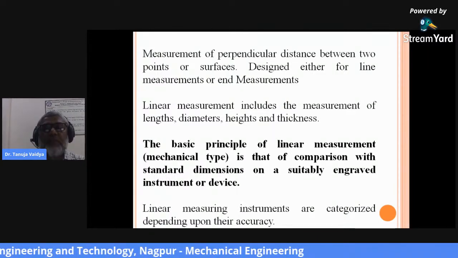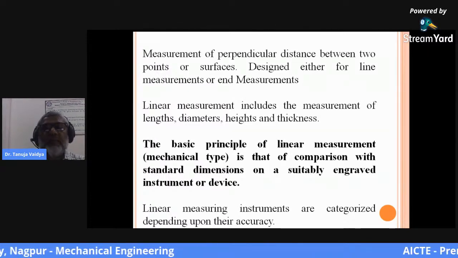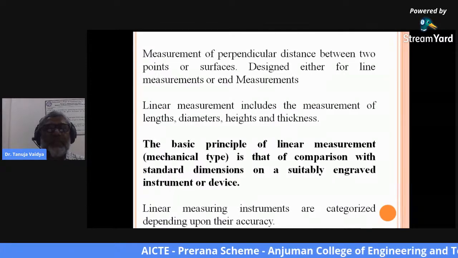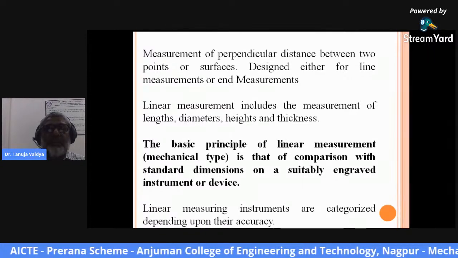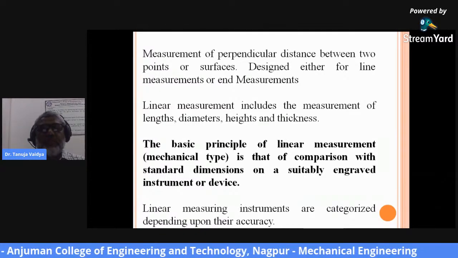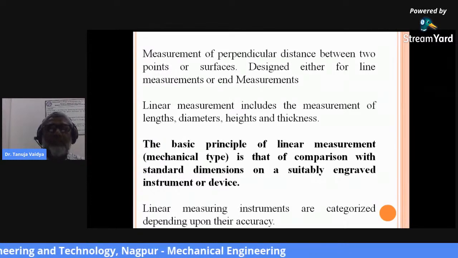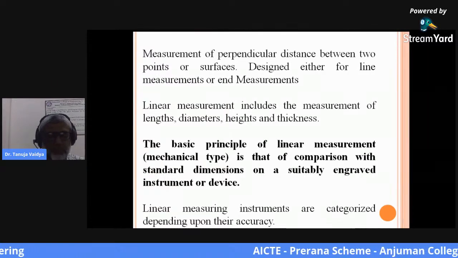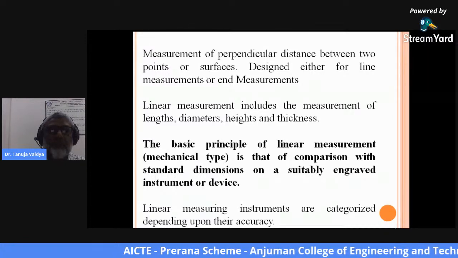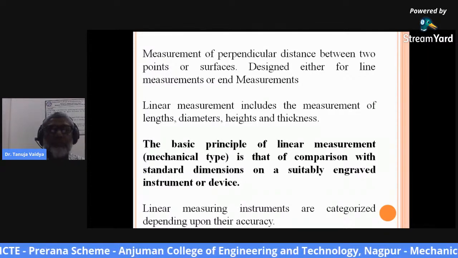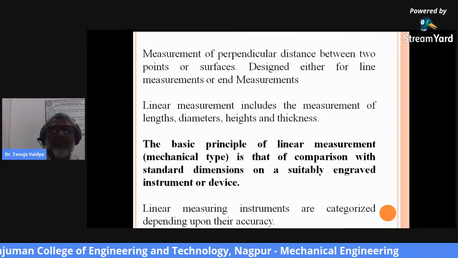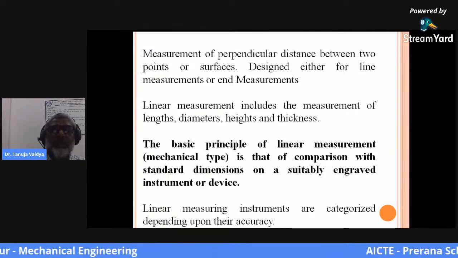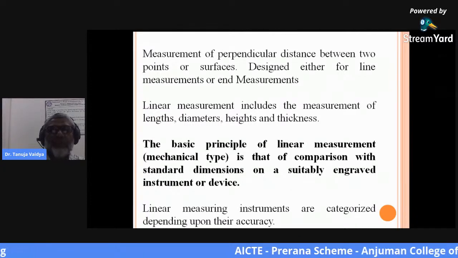These instruments which we are going to learn about are designed for line measurements or end measurements. Linear measurements include the measurement of lengths, diameters, heights, and thickness. The basic principle of linear measuring instruments of mechanical type is that of comparison with standard dimension on a suitably engraved instrument or device. What does it mean? It means that if we want to compare the unknown, then we have to use the standard engraved instrument or any device so that we can get the value of the unknown.